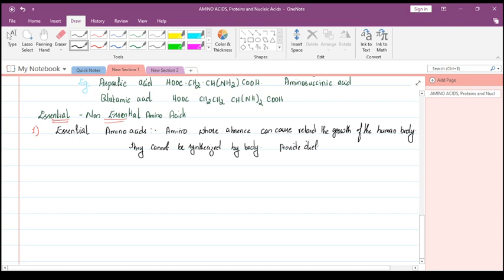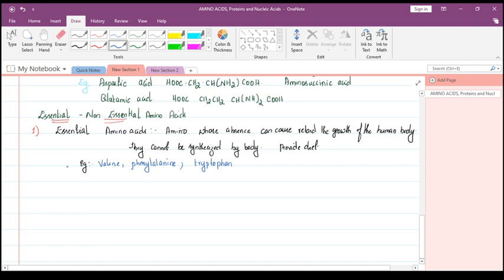Examples are ones you know, since as botany students and home science students, most of you are always listening to this: valine, phenylalanine, tryptophan, etc. are examples of essential amino acids.